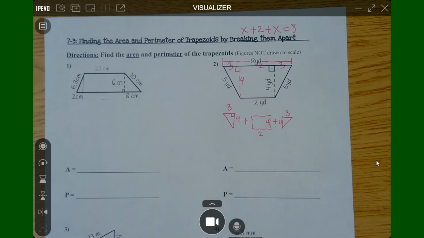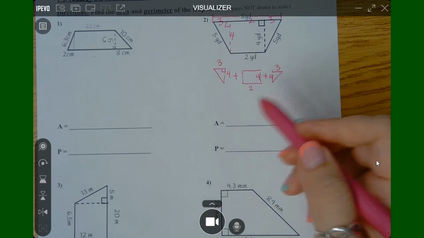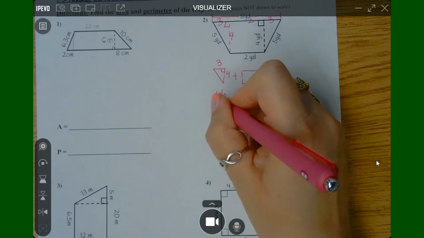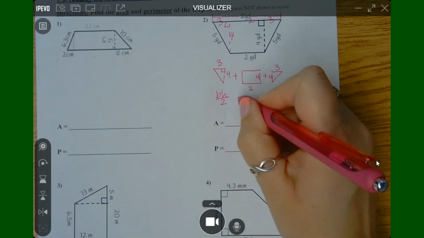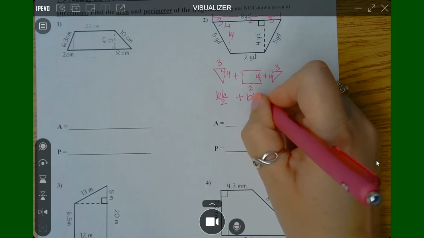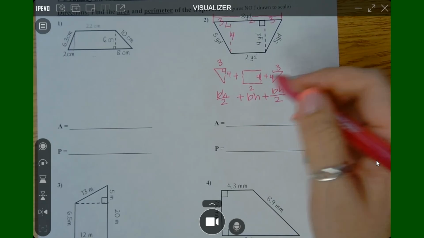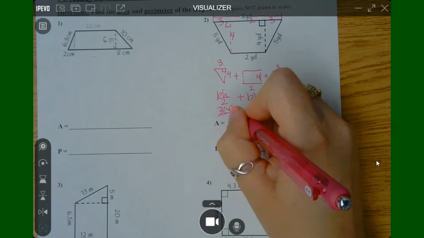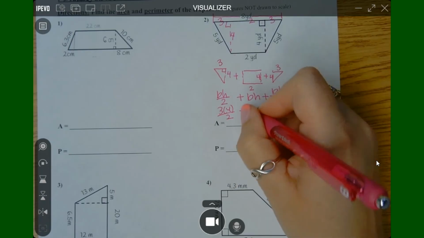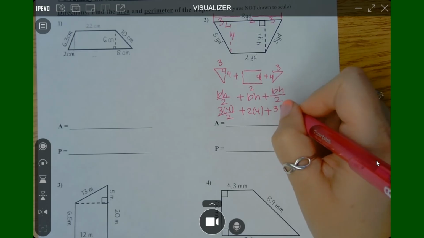Okay, so after you draw and label your different shapes, then you want to write the formula for each one. So this is a triangle, base times height divided by 2. This is a rectangle, so what formula is that? Just base times height. And then a triangle again, so another base times height divided by 2. Okay, your base and height is 3 and 4 divided by 2. This one is 2 times 4, and this one is 3 times 4.